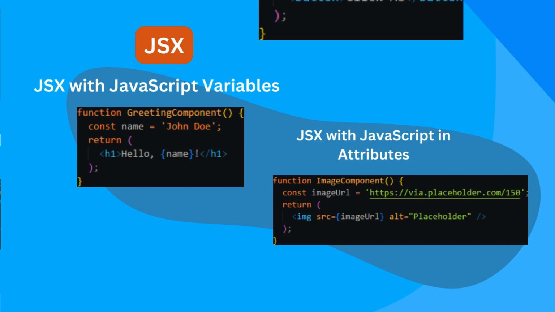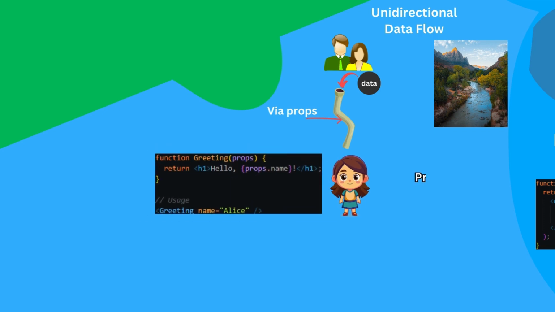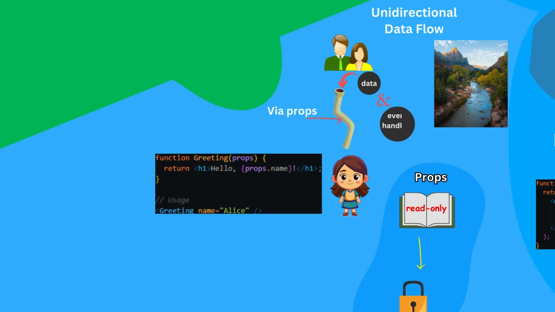React follows the principle of unidirectional data flow, means data in React applications flows in one direction, from parent components to child components, which is done via props, short for properties. Props are read-only attributes, meaning immutable. Once set, they cannot be changed by the child component, and used to pass data and event handlers to child components.